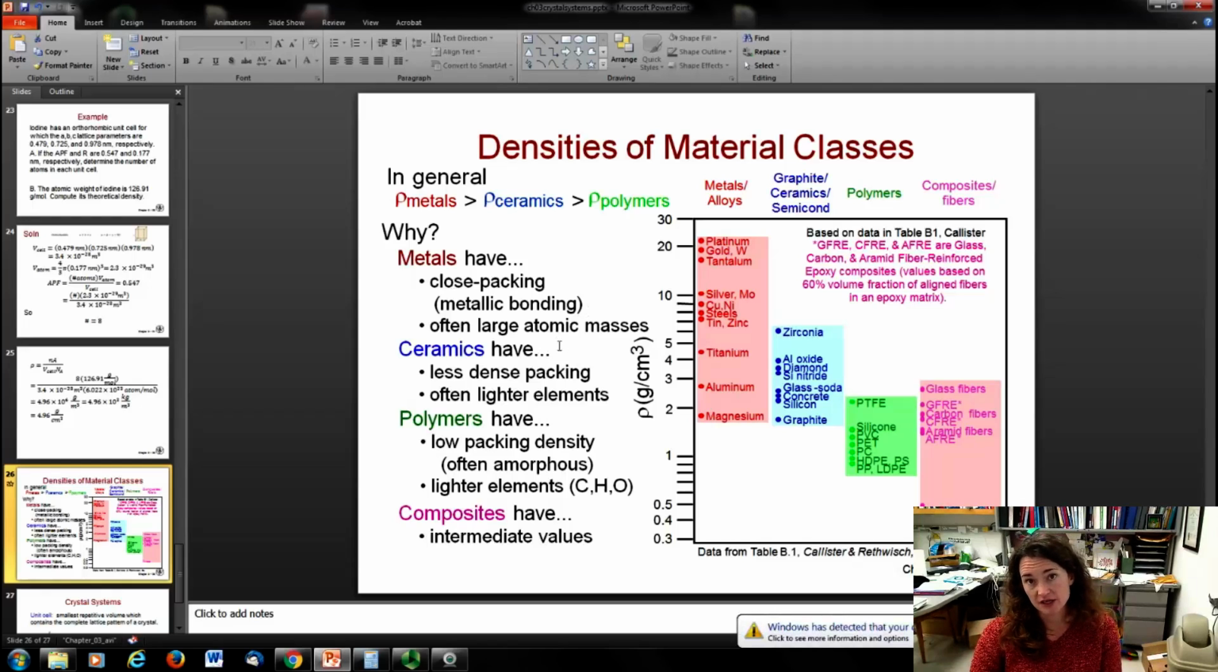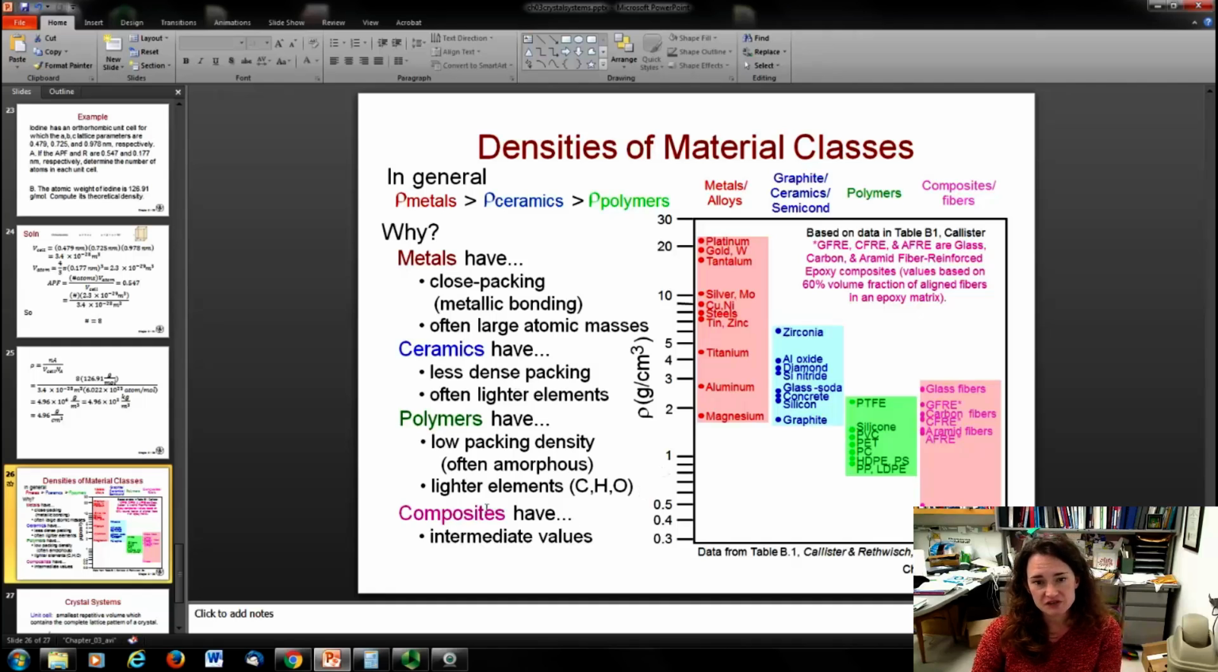Ceramics, however, are bonded usually in ionic type bonds, and so their bonds are going to be a little larger than the electron sea. And they're often made of lighter elements, of course, so that means that the mass that you've got on the top of the numerator is a smaller number, so you have a lower density. Polymers have the lowest packing density. They generally are composed of carbon, which is a very light element, or they have a lot of carbon in them, so that contributes to a low density. But also they're often amorphous, which means they're not going to be as tightly packed, and those interatomic bonds are going to be a little larger.